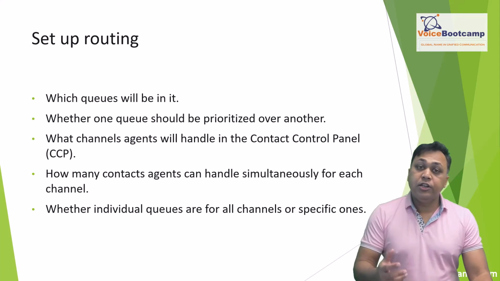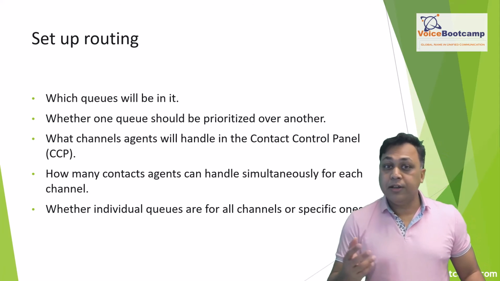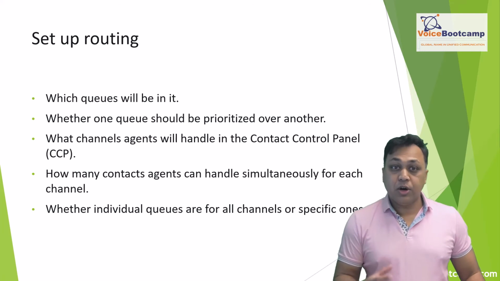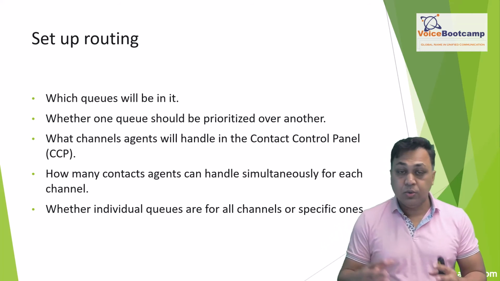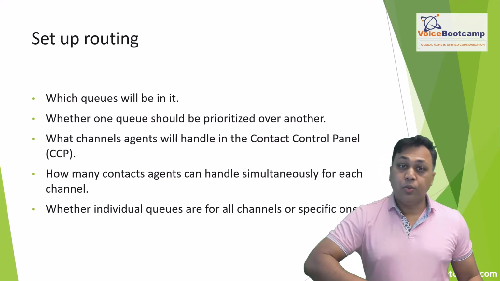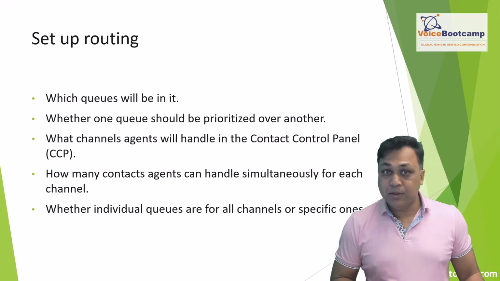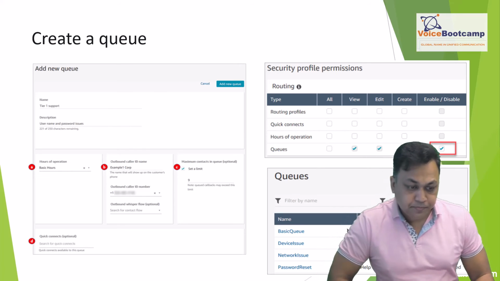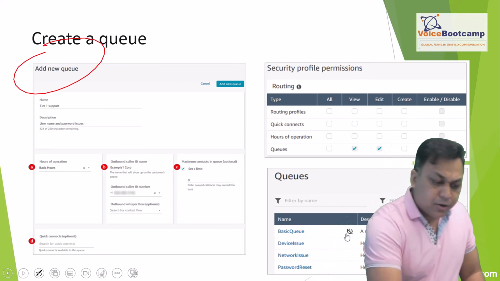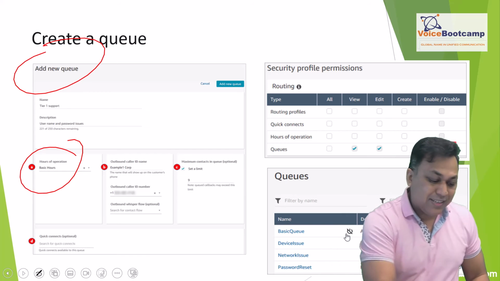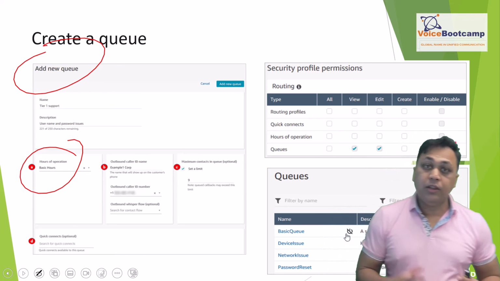So when you link an agent with a routing profile, you are creating a routing profile where you specify the queue the agent must belong to, and whether one queue should be prioritized over the other. These are some of the settings that you must enable in your routing profile. So once you add a routing queue, you can define your basic hours, like what hours the queue will be available.